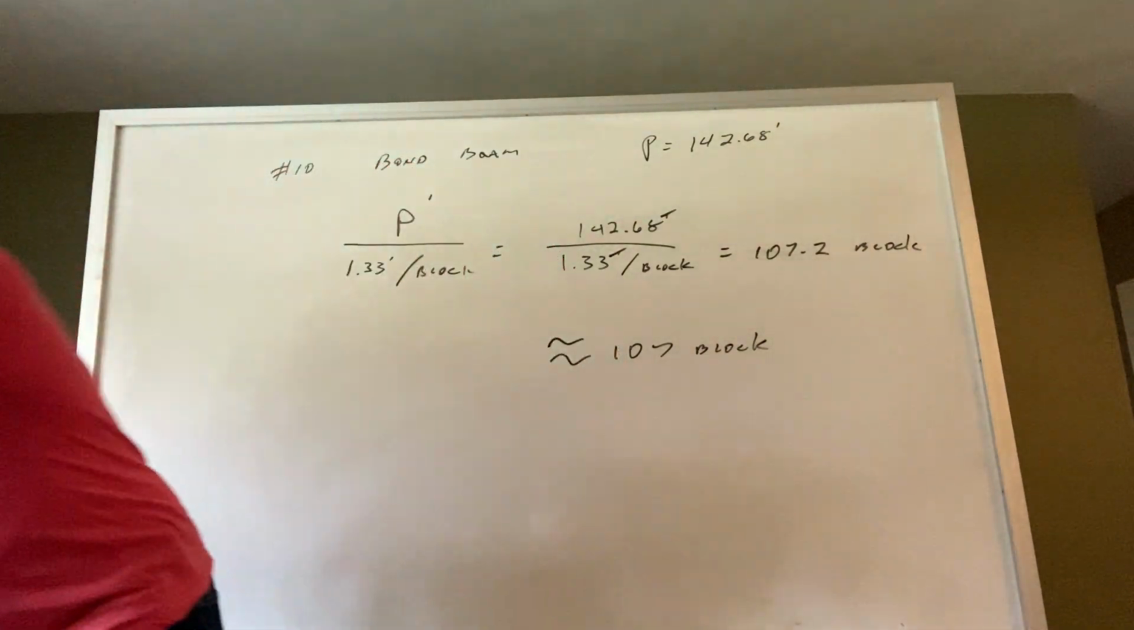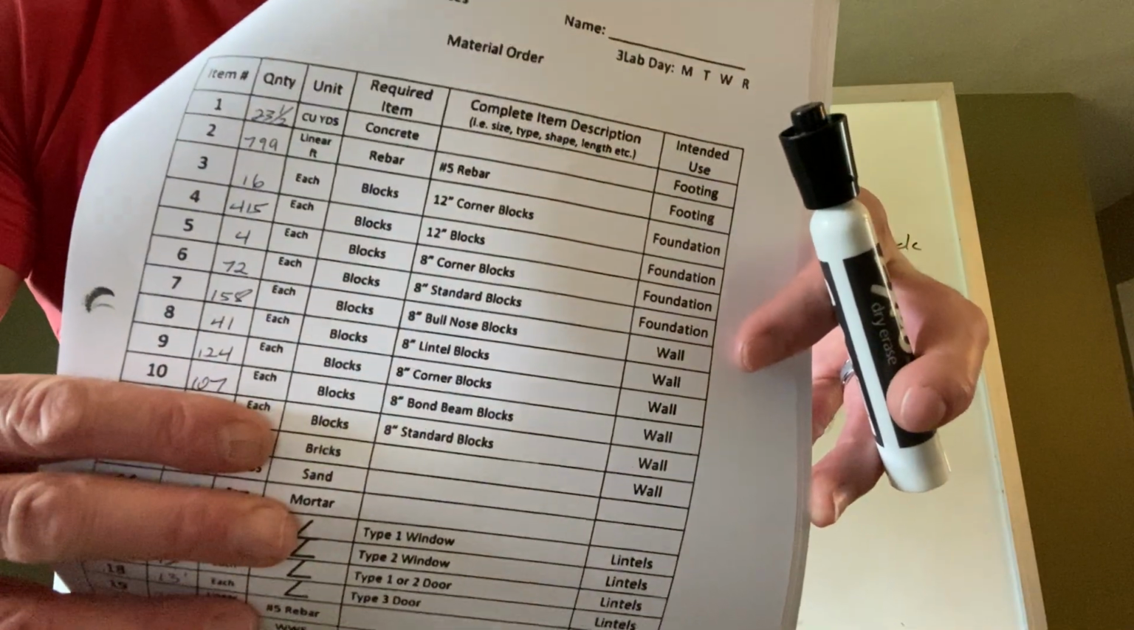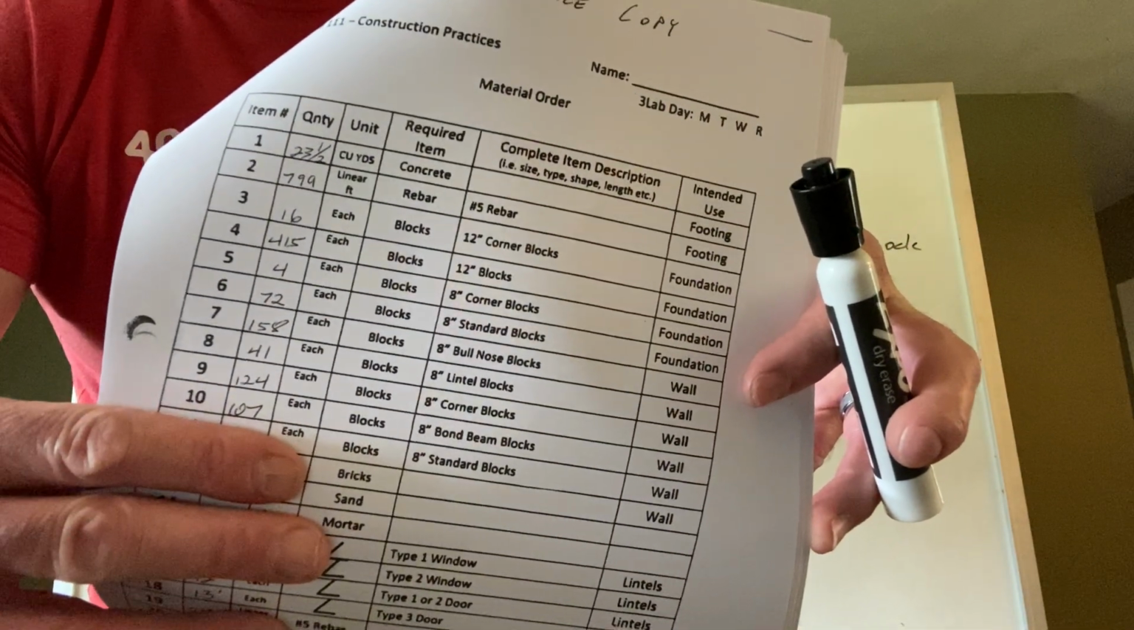So finally, we have determined all of our accessory block. So now I go back to my lists, and I place that in my list. So I've got 107 accessory block. Item number 10, 107 accessory block.